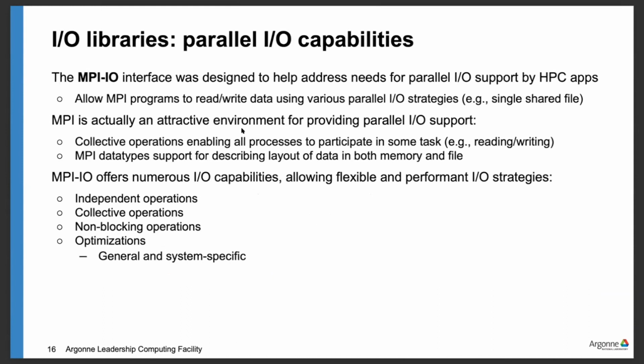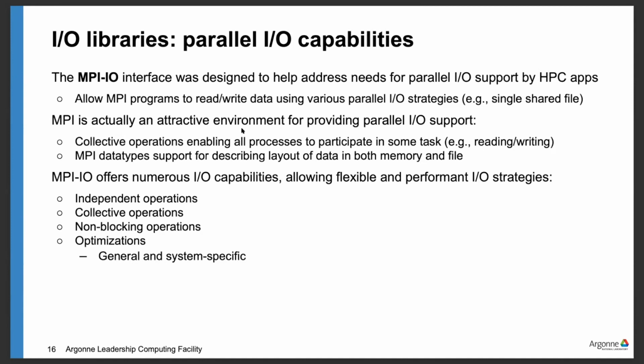Okay, so the MPIO interface tries to address some of these issues by specifically implementing support for parallel I/O. The idea is that MPI applications can then use MPIO to read or write data using various parallel I/O strategies. A popular one is everyone writing to a single shared file. That's something that would be particularly cumbersome to code up yourself in POSIX in a lot of cases, and MPIO deals with a lot of the subtleties there for you. So MPI is a pretty attractive environment for providing parallel I/O support.